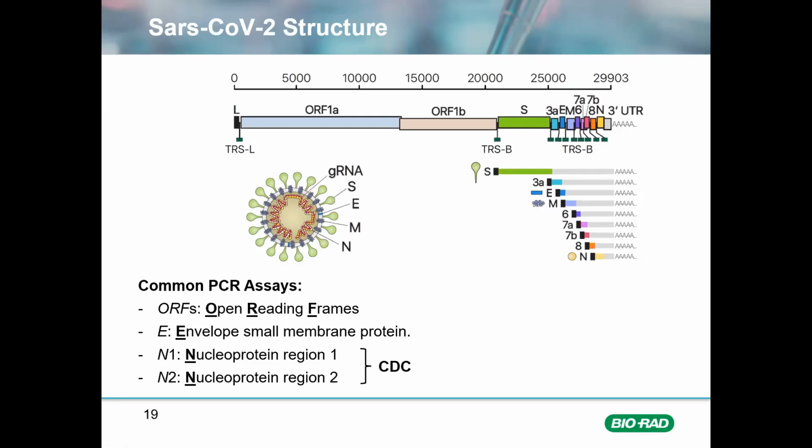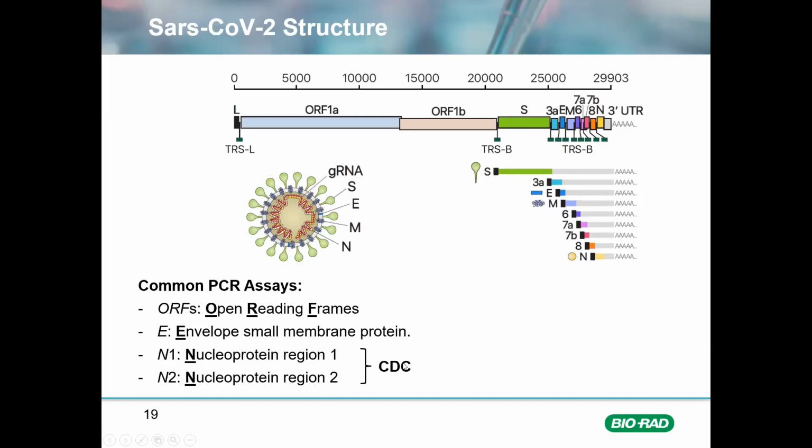Now, when trying to detect the presence of viral RNA, either in clinical samples or in environmental samples, there have been several assays generated against this genome. When I say assays, I just mean primer sets. The most common that we've seen are designed against the open reading frames. We've also seen several generated against the E gene, and then most commonly are assays designed against the N gene, for which there are 2 common assays that groups are using, the N1 and the N2 region of the N gene.